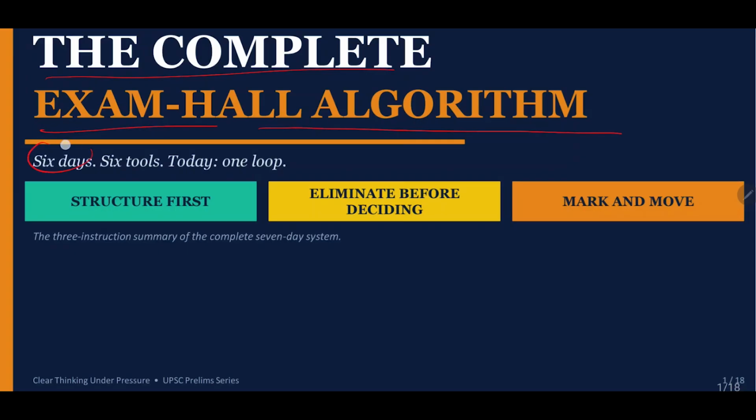So, 6 days, 6 tools. Today, it is going to integrate into one loop. Structure first, eliminate before deciding, mark and move. The 3-instruction summary of the complete 7-day system, right?